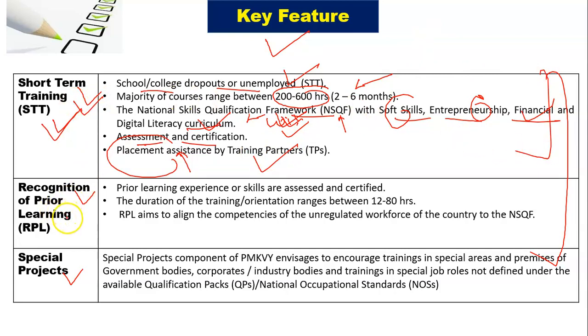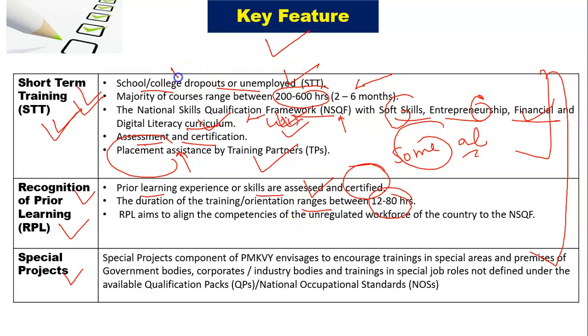Now, what about the recognition of prior learning? We know that some people are already working in an organization, and they have some skills. So in this scheme, they are also considering the prior learning experience or skill which a person already has, and they will assess it and certify it. And the duration of training and orientation ranges between 12 to 20 hours.